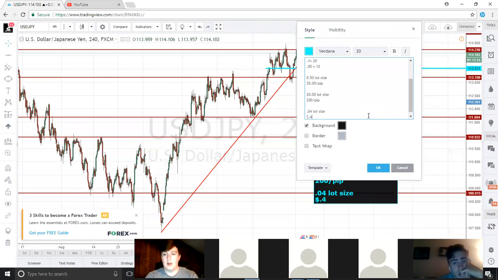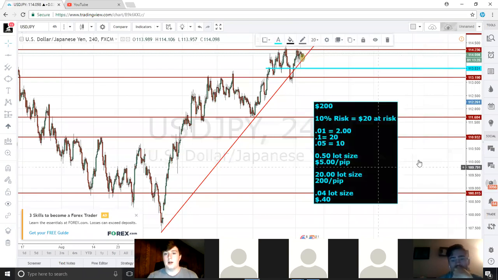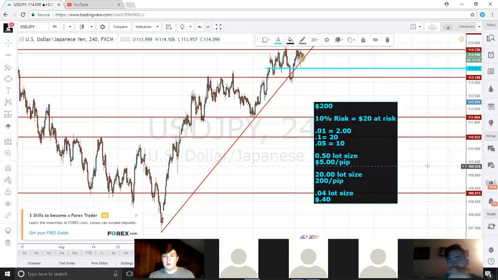$0.40. Right, 40 cents. Perfect. So figuring out your lot size, figuring out your stop loss, figuring out how much money you want to risk is pretty simple. Does anybody have questions right now before I get into more stuff? Does anybody have questions?